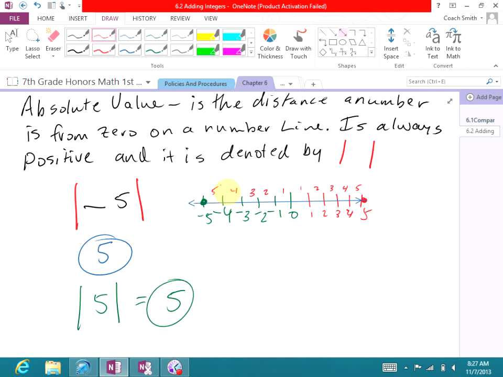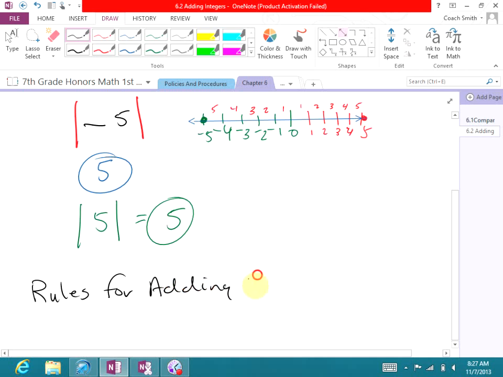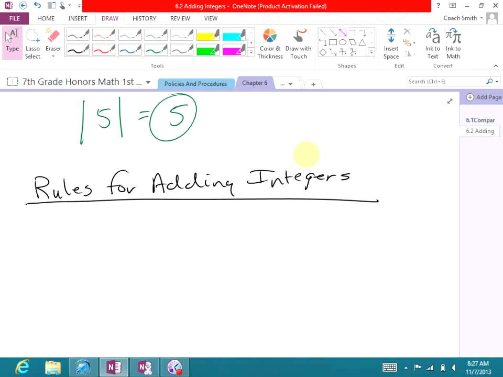Okay, the reason we've got to know about absolute value is because of the rules for adding integers. Okay, let's look at the rules for adding integers. Now, it's very important that you memorize these rules, okay, because they will be seen in adding and subtracting integers, when we talk about subtracting tomorrow. Okay, the rules for adding integers, the first one is this.